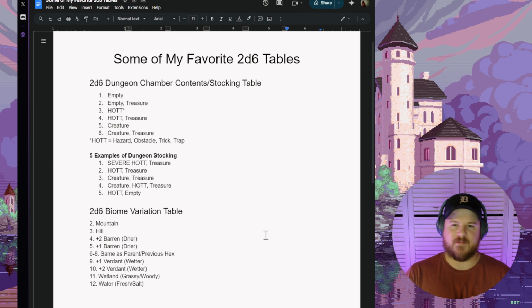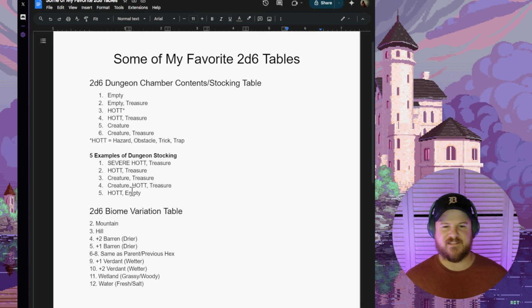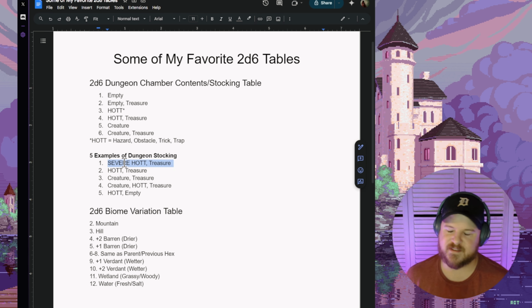Same thing with dungeon chamber contents. If you want to do that for spaceships, very easy to do. Let's just use this one, the severe hazard and treasure. You're on a spaceship and something's gone wrong with it. Maybe it could be a vacuum suck to the outside. Maybe there's some sort of electrical fire going on, or there's fluid on the floor and it's electrified, so you have to figure out some way to get across that chamber. But there's also something useful in there that you can see.